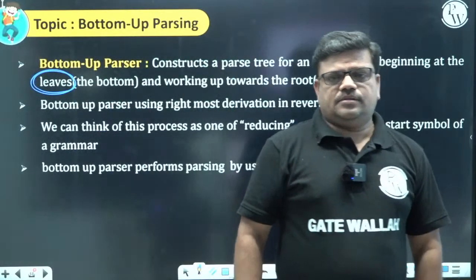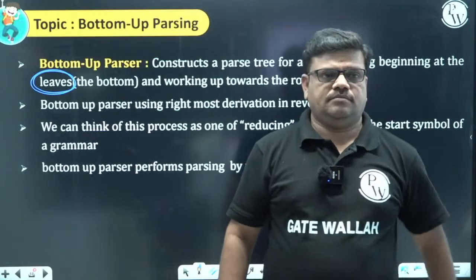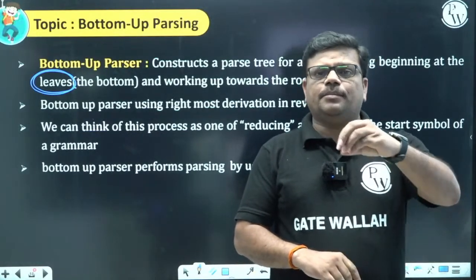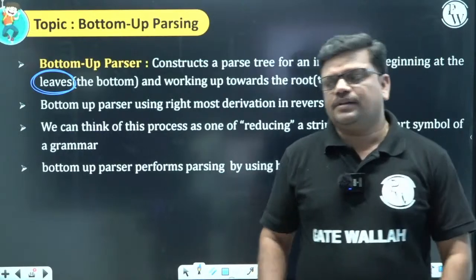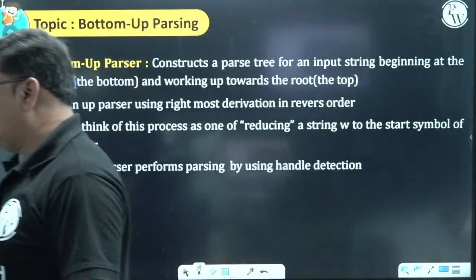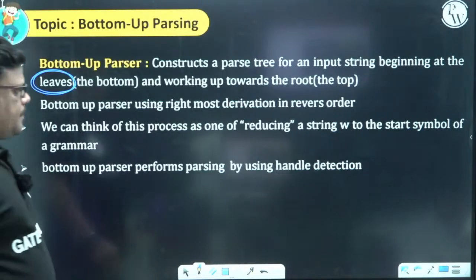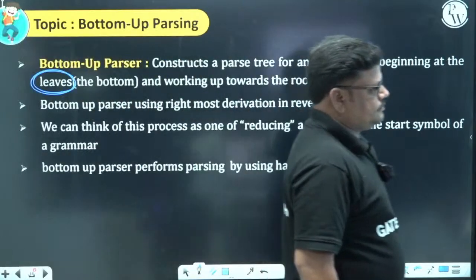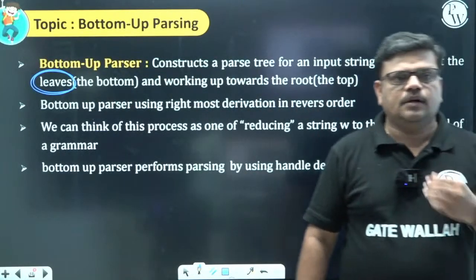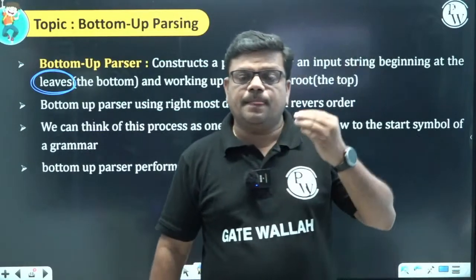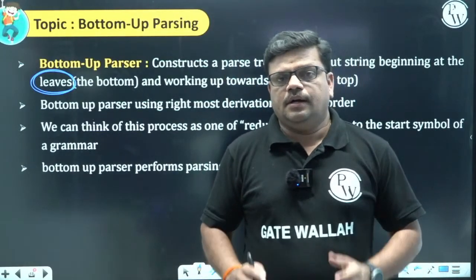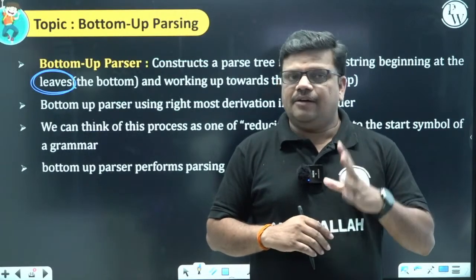What is the second difference? The second difference is the derivation. So what type of derivations normally are we using in the top-down parser? Tell me. I think we discussed in the last class. What type of derivations generally do we use in the top-down parser? So top-down parsers generally use leftmost derivations.